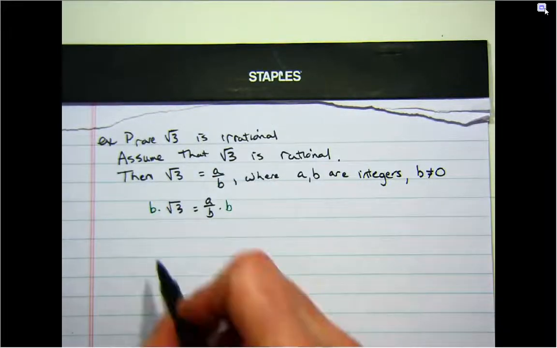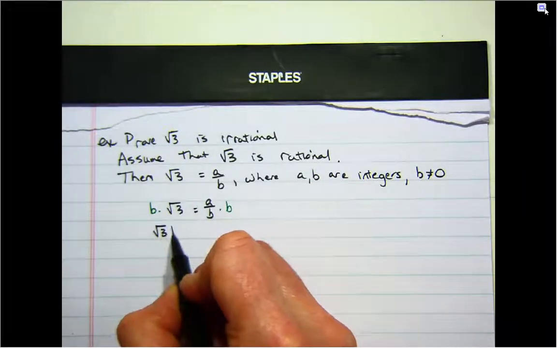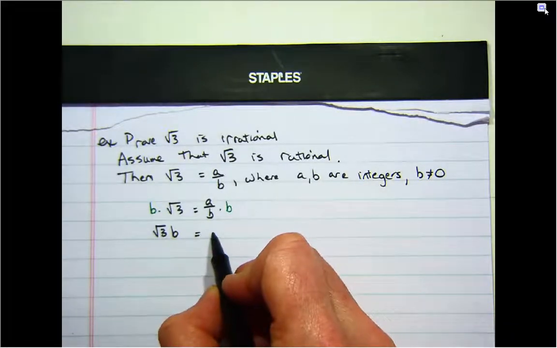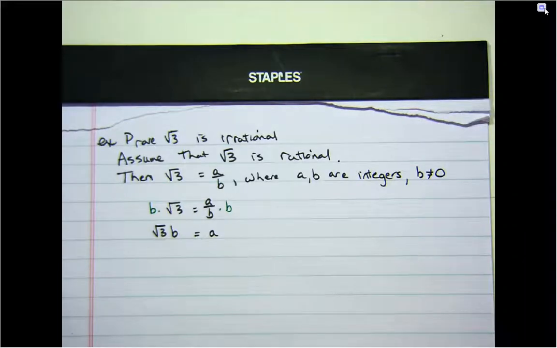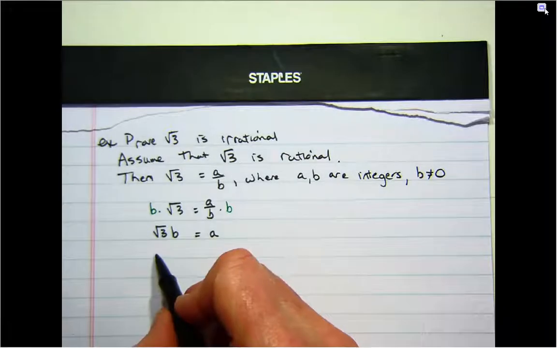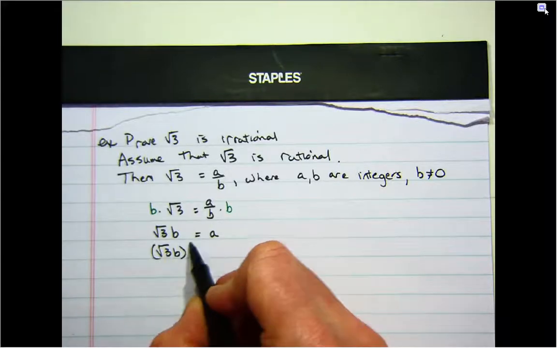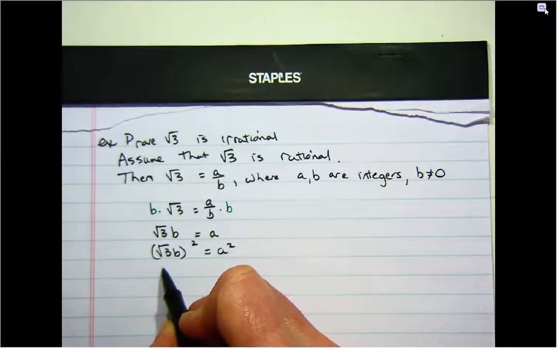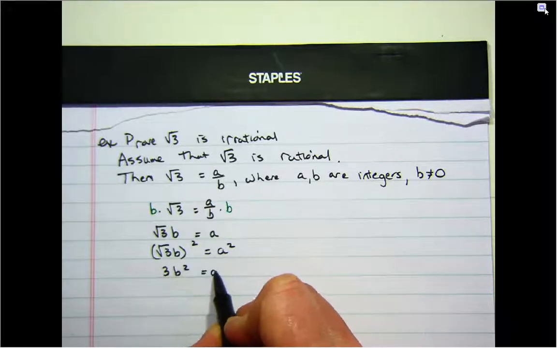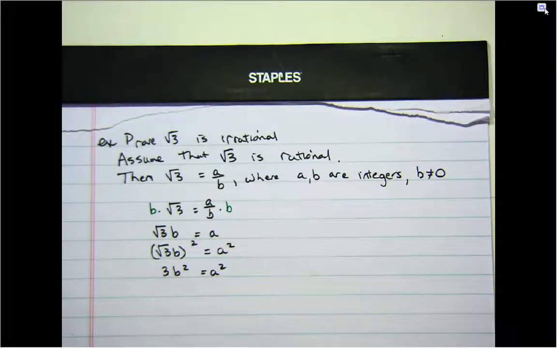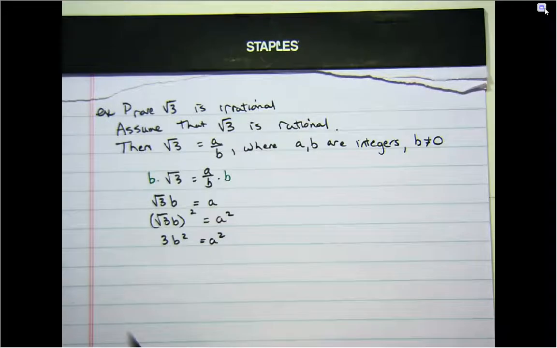So you have the square root of 3 times b. You can put the b in front or after the square root of 3, either way, just so your b doesn't slide under the square root. So we multiply both sides of the equation by b, and then we square both sides. When you square both sides of the equation, you'll have 3 times b squared is a squared.